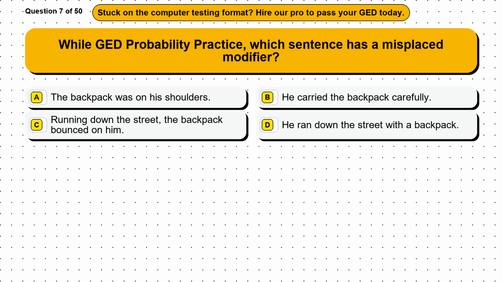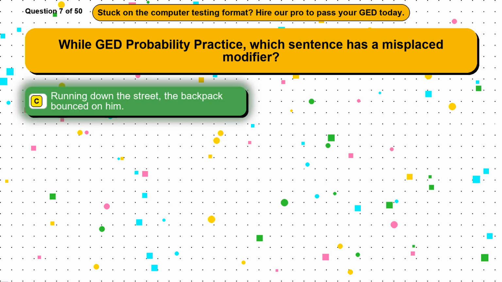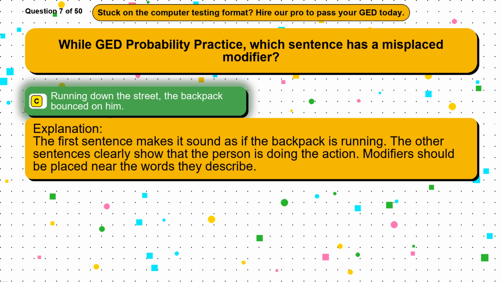Question 7. While GED Probability Practice, which sentence has a misplaced modifier? Option A. The backpack was on his shoulders. Option B. He carried the backpack carefully. Option C, running down the street, the backpack bounced on him. Option D. He ran down the street with a backpack. The correct answer is option C. Running down the street, the backpack bounced on him. The first sentence makes it sound as if the backpack is running. The other sentences clearly show that the person is doing the action. Modifiers should be placed near the words they describe.